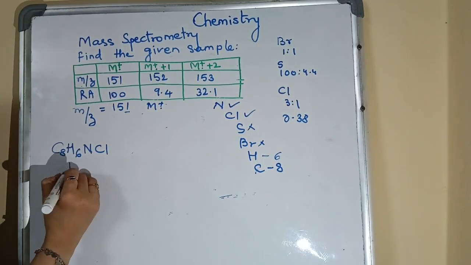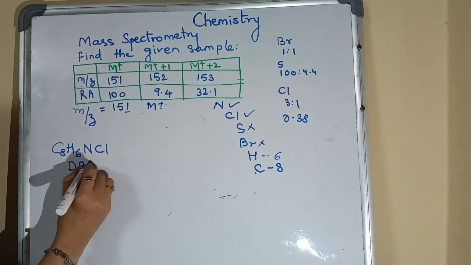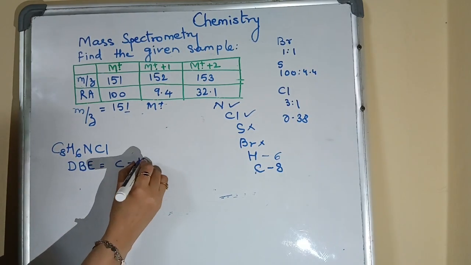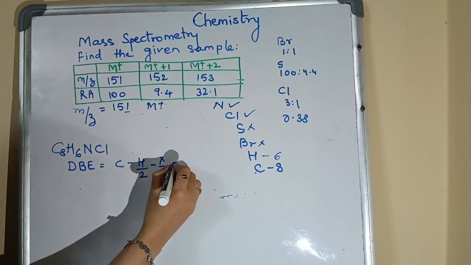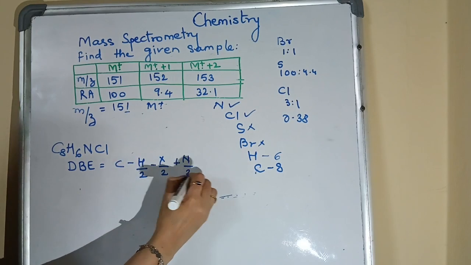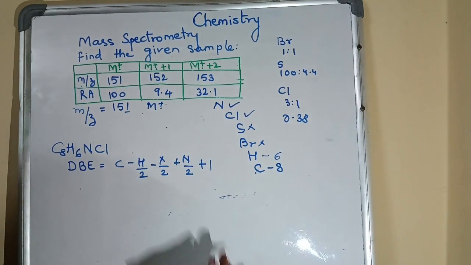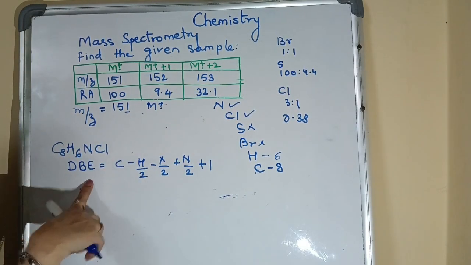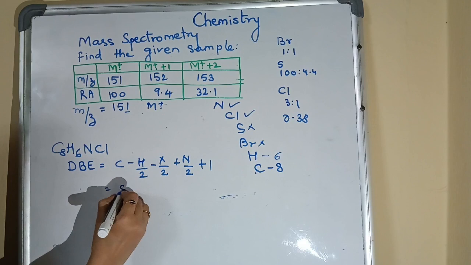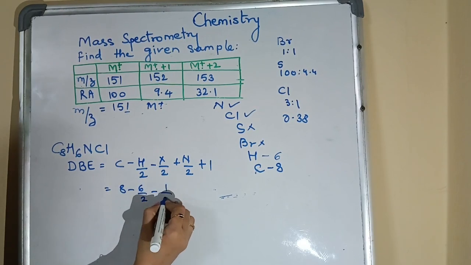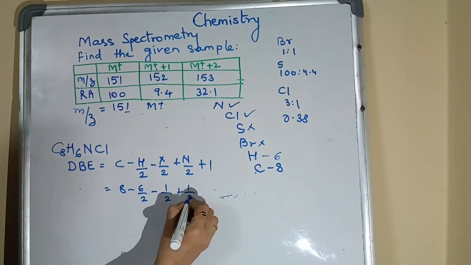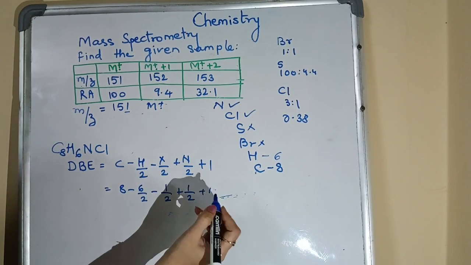Use the DBE formula. DBE equals carbons minus hydrogens divided by 2 minus halogens divided by 2 plus nitrogen divided by 2 plus 1. This is our general formula to find out the DBE. So carbons are how many? 8. Hydrogens are 6 divided by 2. Halogens are 1 divided by 2. Nitrogens are 1 divided by 2, plus 1.